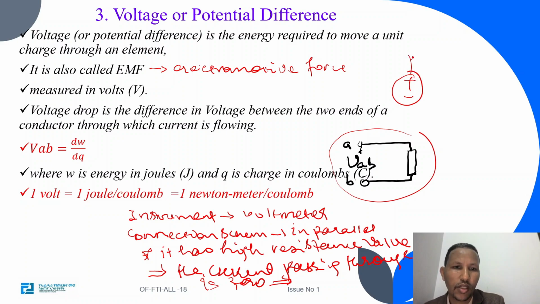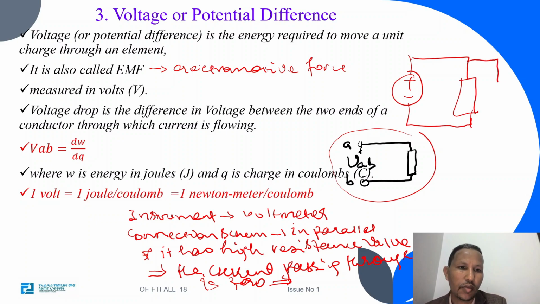So you can see this plus minus. So this is the load. We need to connect in parallel with the load to measure the voltage across the load. So this is the voltmeter, and this one is the load, and this is the source, Vs.